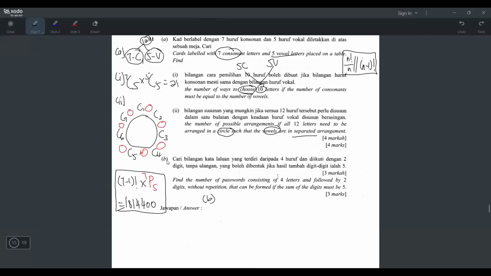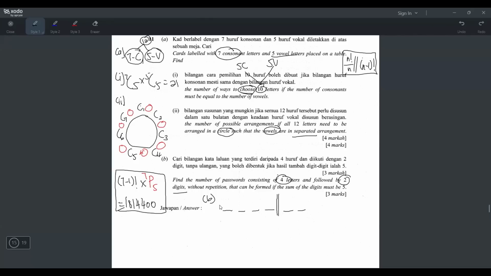Let's do B. Find the number of passwords consisting of 4 letters followed by 2 digits without repetition that can be formed if the sum of the digits must be 5. It means this password has how many characters? 6 characters, right? 4 letters followed by 2 digits. So let's draw 6 slots here: 1, 2, 3, 4, 5, 6. But I will draw a line to separate them.